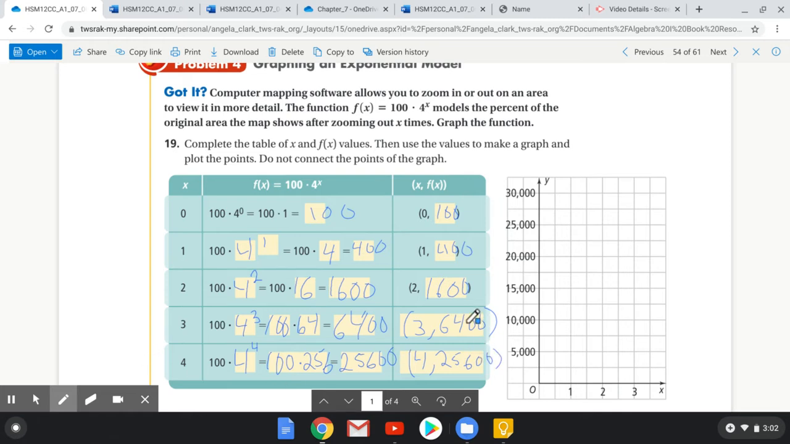So graphing that, we start with x is 0, we're at 100. This is scaled by 5,000, so this would be 2,050. So 100, compared to this scale, 100 is really small. So we're going to be way down here. 100 is really small. 400 is still really small. So over here at 1, we're just going to be a little bit higher.